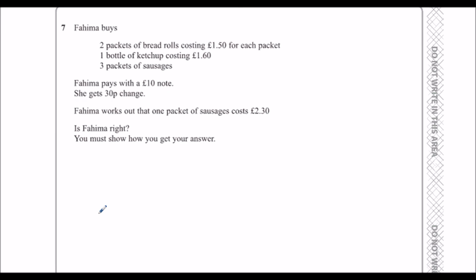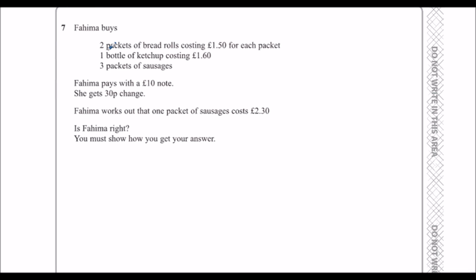Question 7. Fahima buys 2 packets of bread rolls, costing £1.50 for each packet, 1 bottle of ketchup, costing £1.60, and 3 packets of sausages. She pays with a £10 note and gets 30p change. She works out 1 pack of sausages costs £2.30. Is she right? So we need to work out how much the sausages cost.